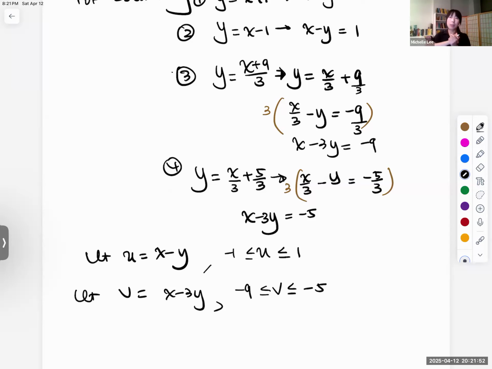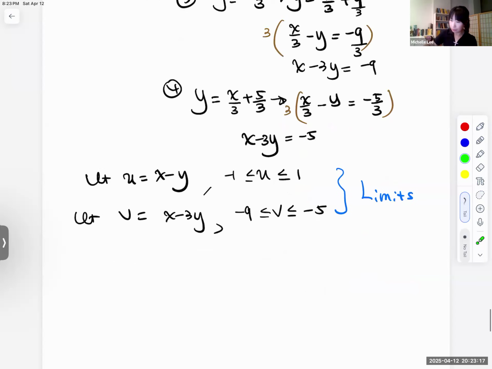Now we want to change the limit, right? So for finding the limit, this is the limit we will use, right? So this is the limit. So lower limit, upper limit for u, lower limit, upper limit for v. Yeah. Okay. Now we want to find the Jacobian.